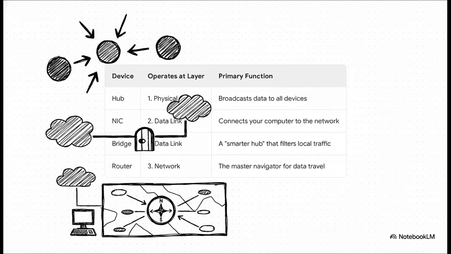A bridge is a little smarter. It's a local traffic cop that knows which computers are on which side of it, so it doesn't forward unnecessary traffic. And then you have the router. This is the master navigator, working at the network layer. It's the genius that reads the long-distance address on your data and figures out the best possible path for it to take across the entire internet.